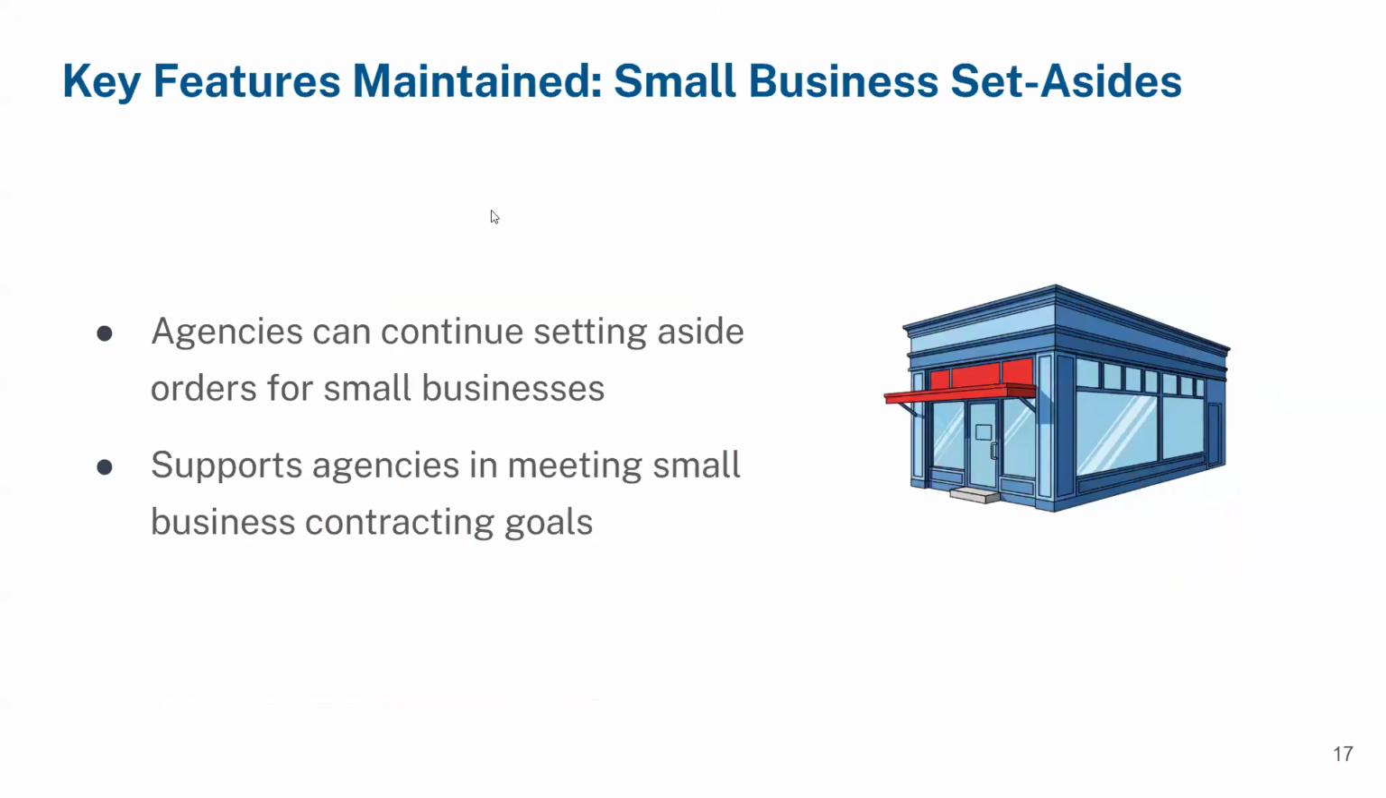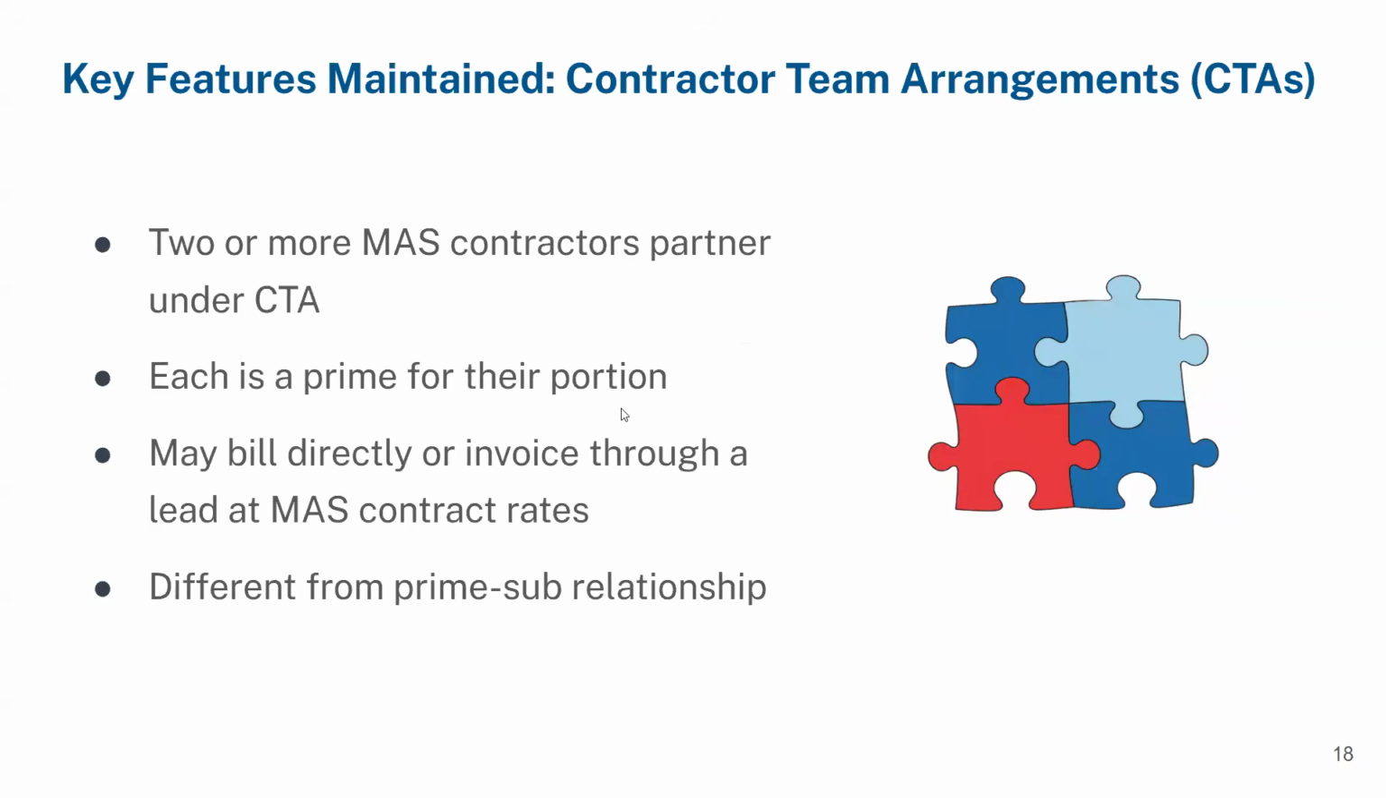So key features maintained. Again, the ability to set aside orders at the order level continues to exist. As many of you may be aware, we no longer have the small business set aside SINs in the program. We've pretty much completely transitioned away from those. They're no longer valid SINs because we have this feature at the order level and because we know there were a number of issues with those SINs. So just highlighting here that, again, setting aside at the order level is certainly still a flexibility.